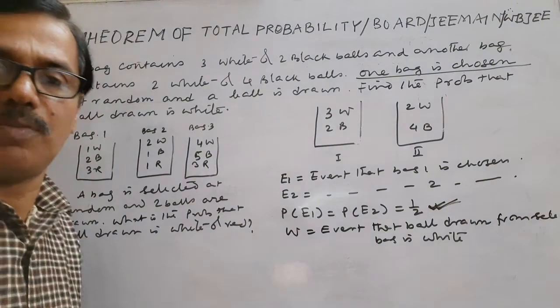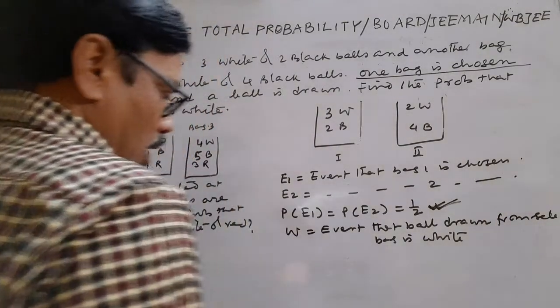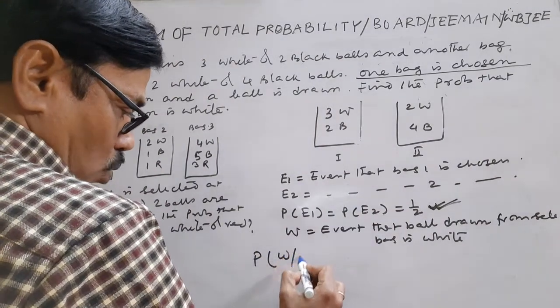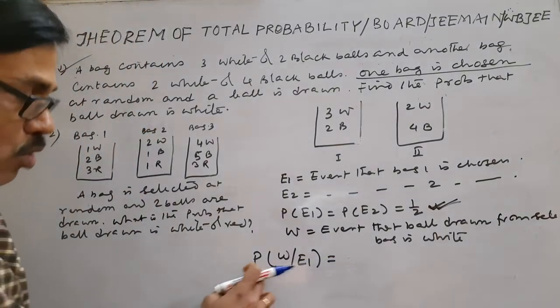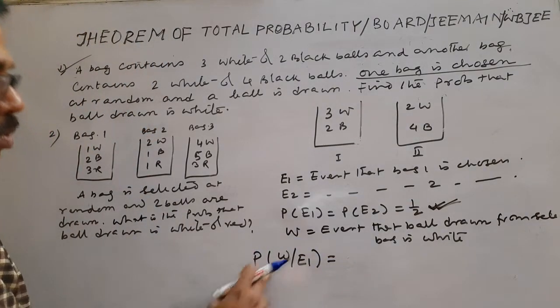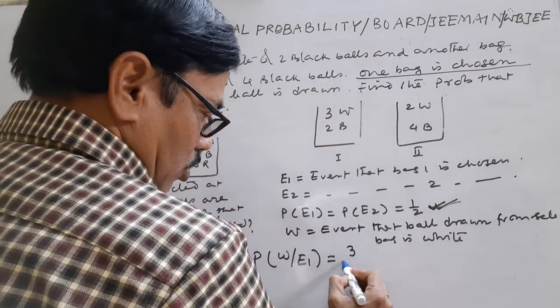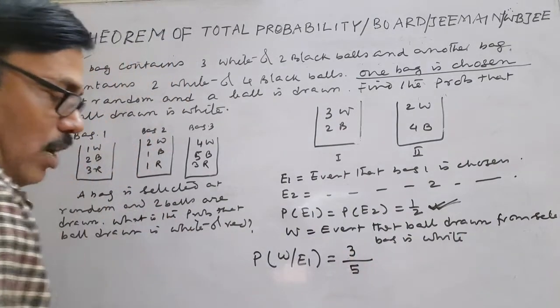Ball drawn from selected bag is white. So now, white ball from bag 1 be W by E1. So look, W by E1, white ball from bag 1. How many white balls? 3. So 3C1 by total 5C1.